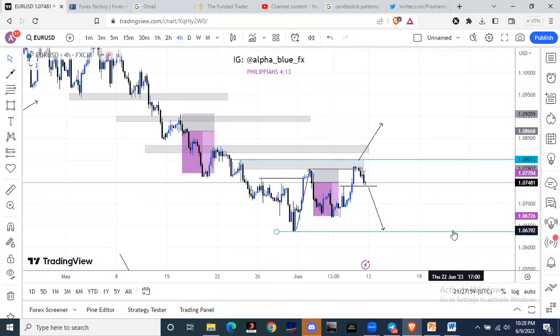When we start looking into advanced concepts, I'm going to zoom in, go to the lower time frames, and show you how to look for liquidity, how to look for an order block, how to trade imbalances, and all of those things.